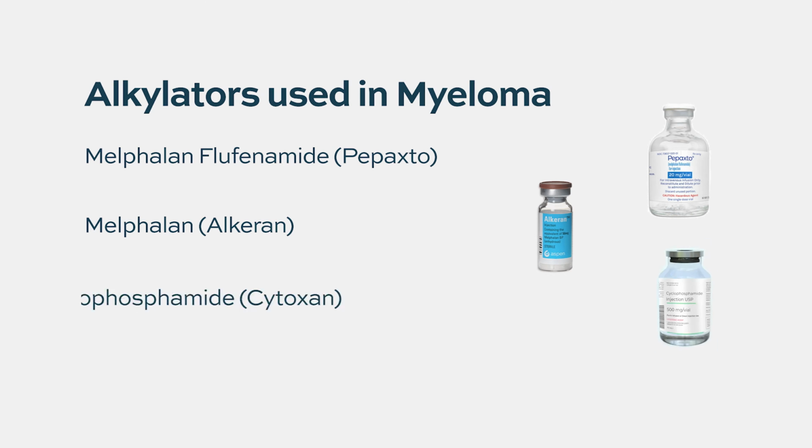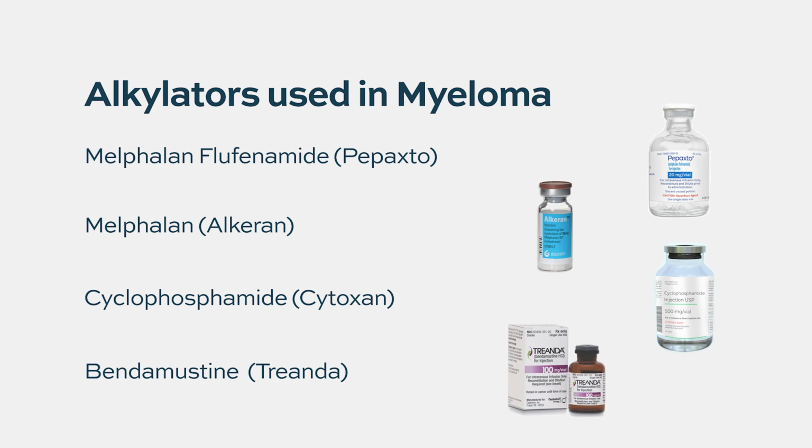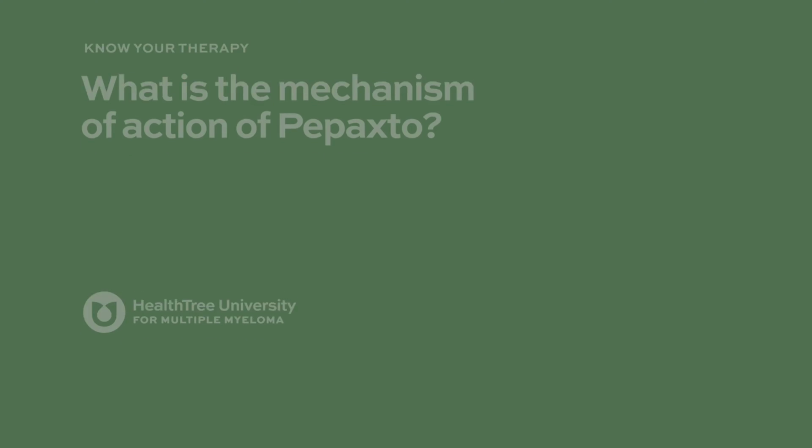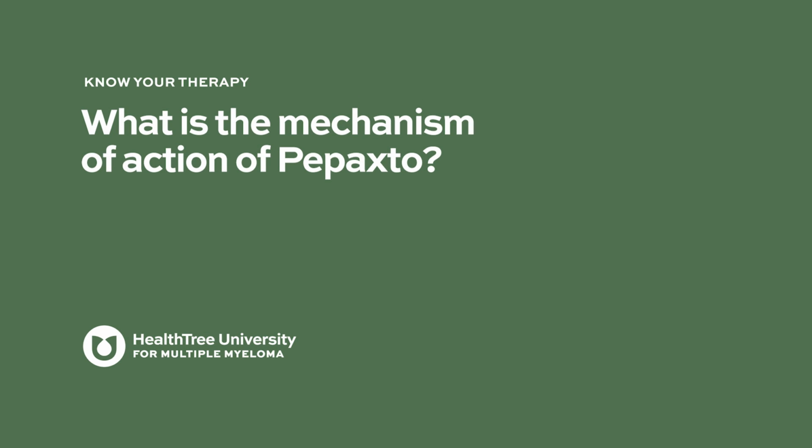We also use cyclophosphamide frequently in a number of different myeloma therapies. Cyclophosphamide is an alkylating agent as well. And in some cases, the alkylator bendamustine will sometimes be used in combination therapies for patients with relapsed refractory multiple myeloma. What is the mechanism of action of Pepaxto?